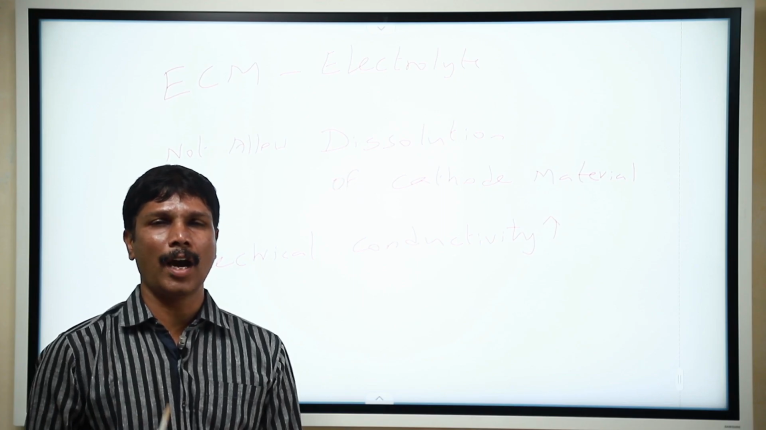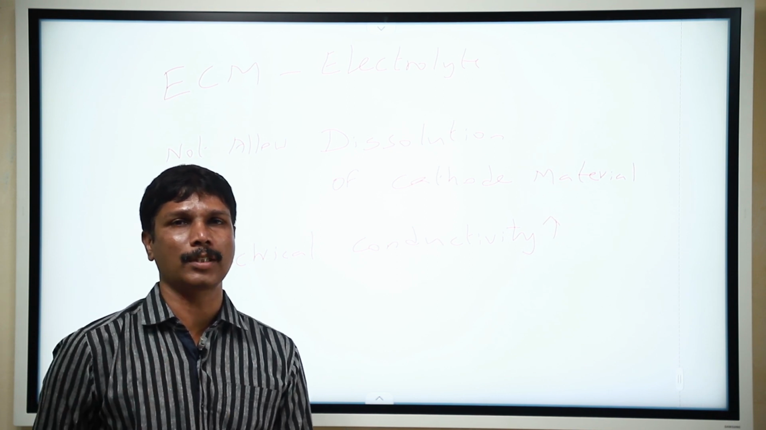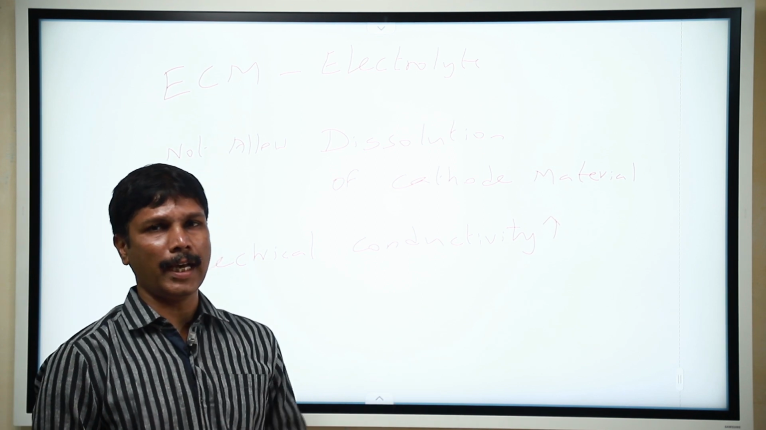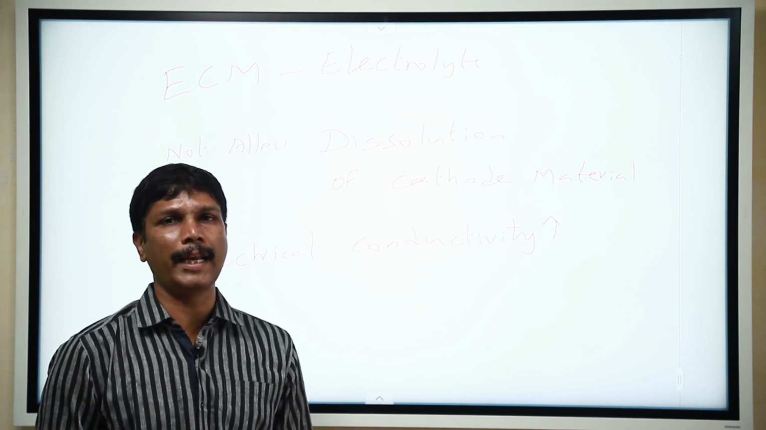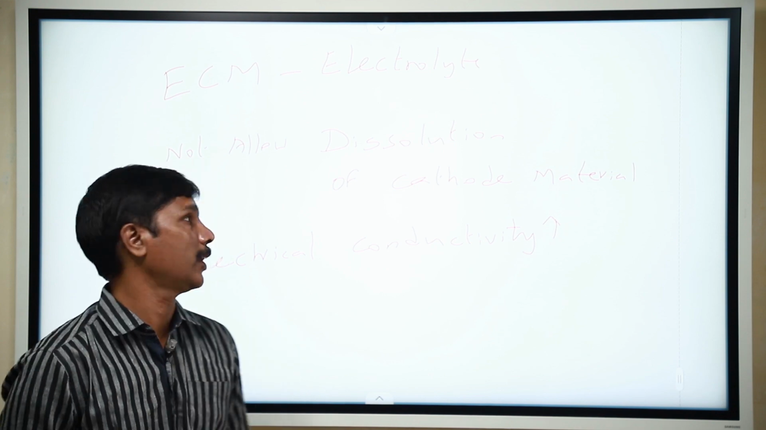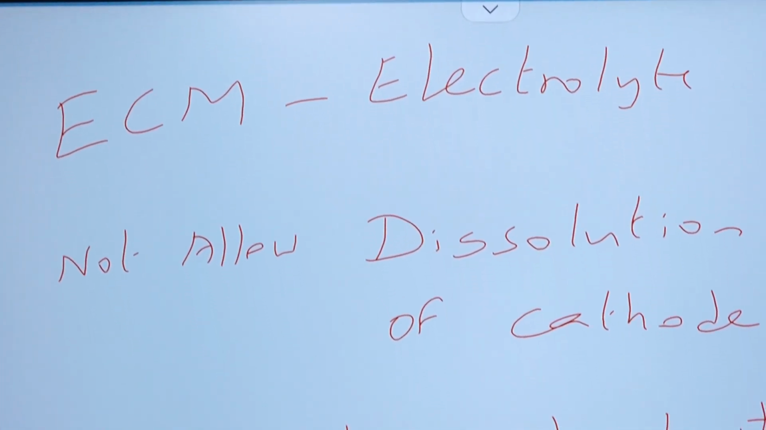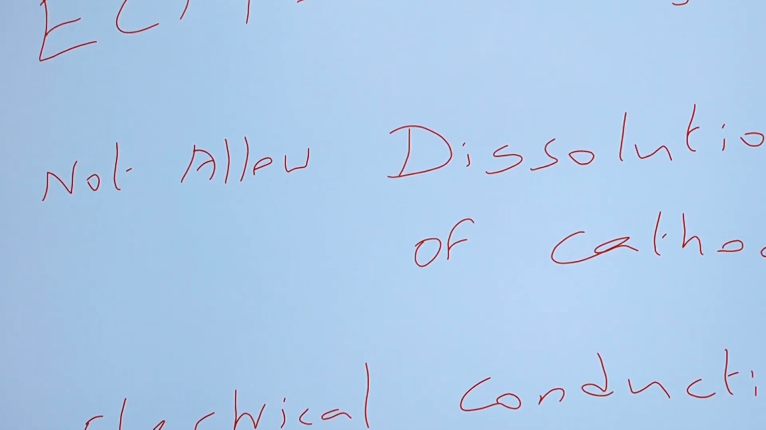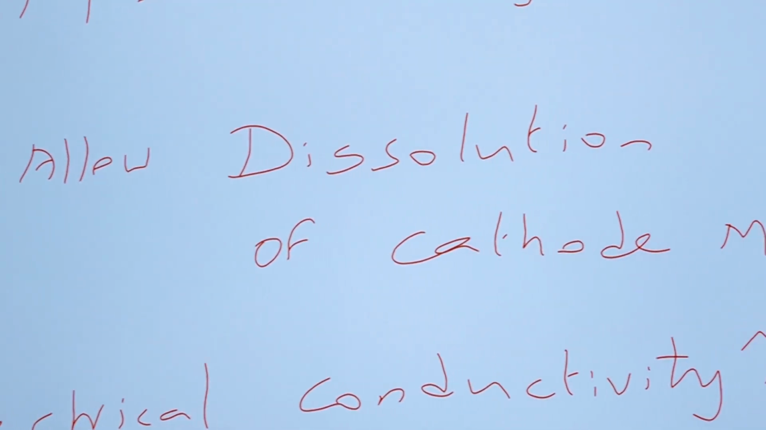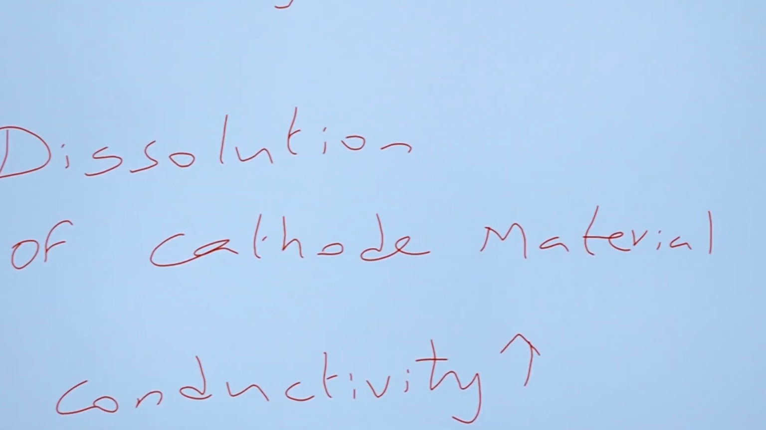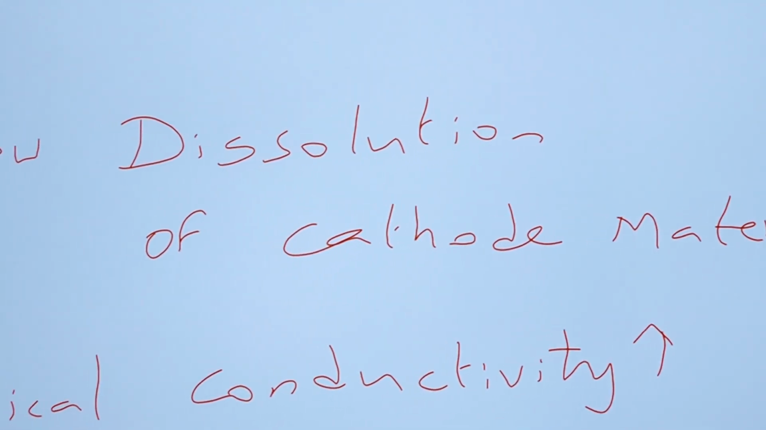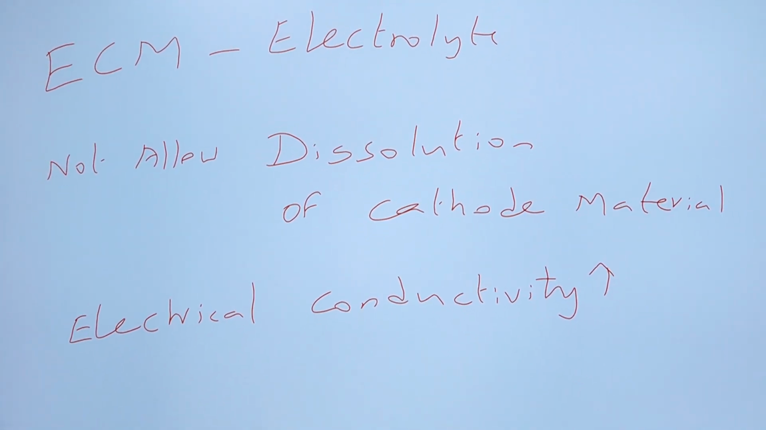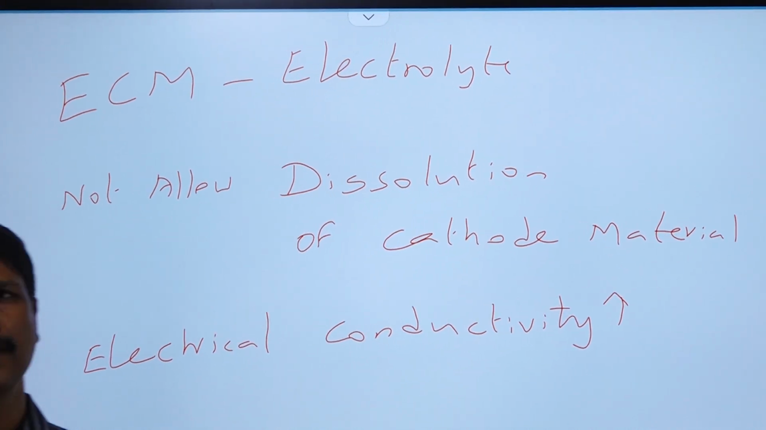As an engineer, we always need the selection process. We should make the decision whenever there is a variety. So here we are choosing the electrolyte for the electrochemical machining. When we choose the electrolyte, we should remember these 2 points. This electrolyte should not allow the dissolution of cathode material. And second, it should have high electrical conductivity. These are the 2 things we have to remember for the selection of electrolyte.